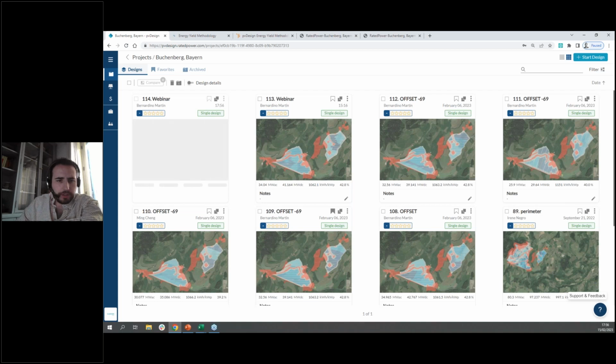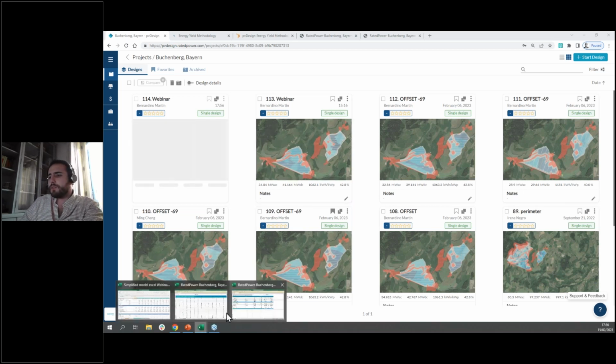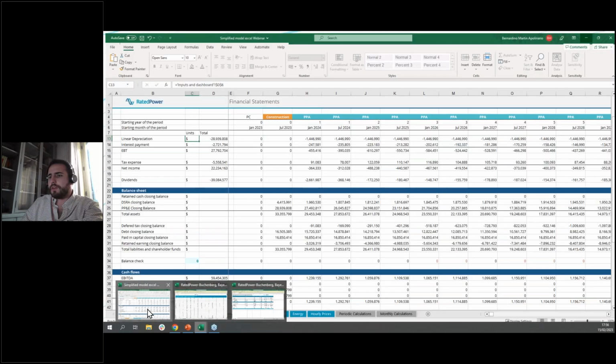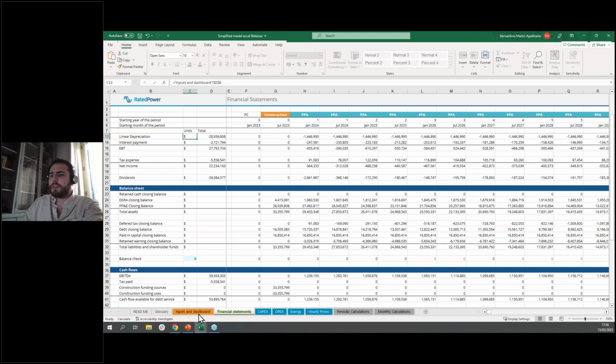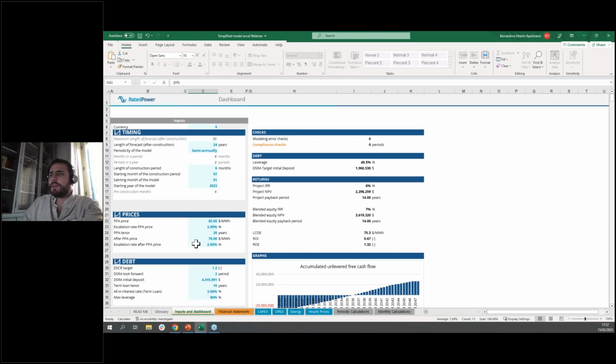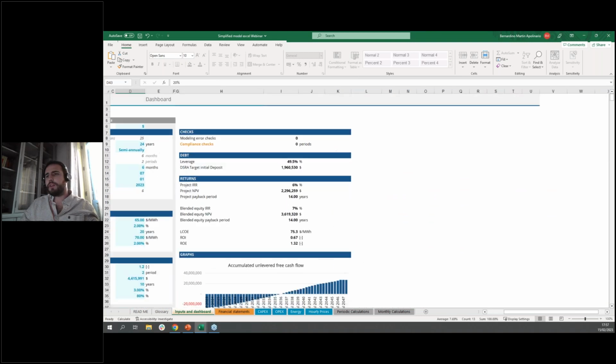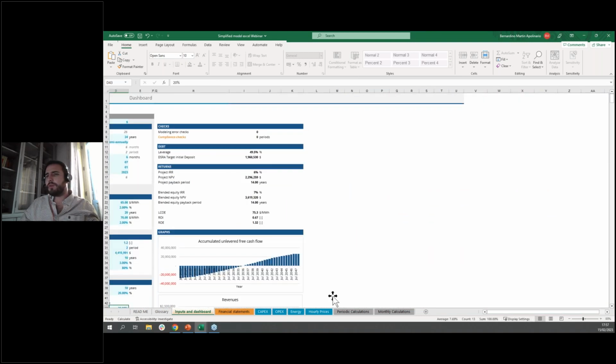Is the financial model integrated with pvDesign, or is it a separate product offered by RatedPower? Okay, so currently we have only a CapEx estimation tool. It's not a proper financial model like the one I showed here. This is a prototype that we did internally to evaluate if we include it in the future inside the tool directly. But for now, it's not available.